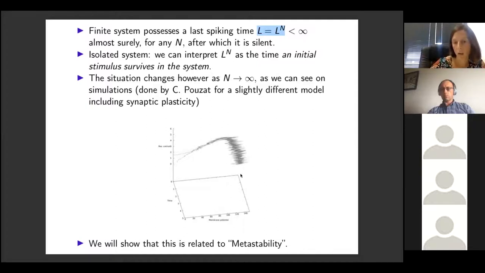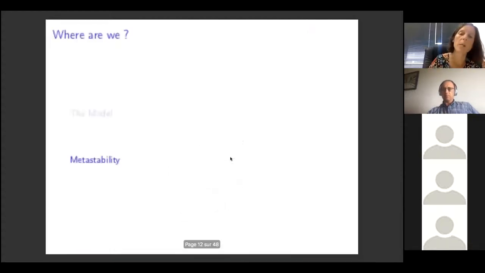Okay, and this is a simulation that Christophe Pouzat made in a slightly different version of the same system where we added synaptic plasticity. And I just put that here to convince you that actually for big N, the membrane potential is here, time is going on here, this is the residual calcium, whatever, you see that it's attracted to something which is not zero clearly. So that would be something that we call the metastable state of the system. And I will explain that in the sequel of the talk. So this will be the main part of the talk. So I speak about metastability.